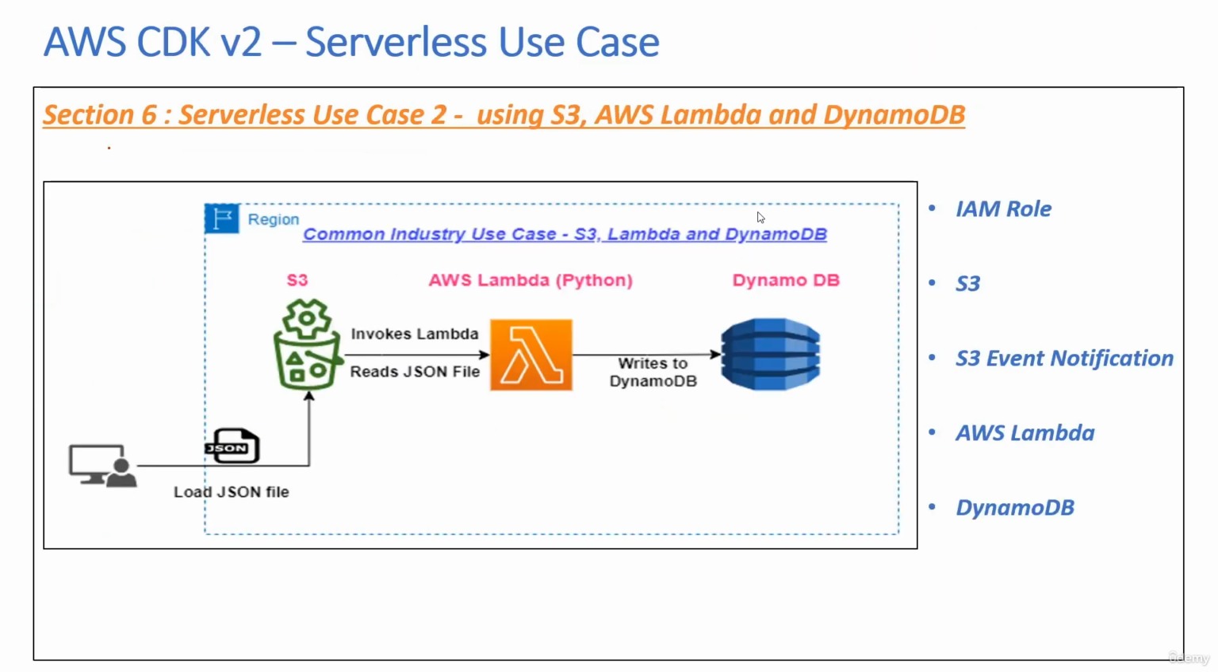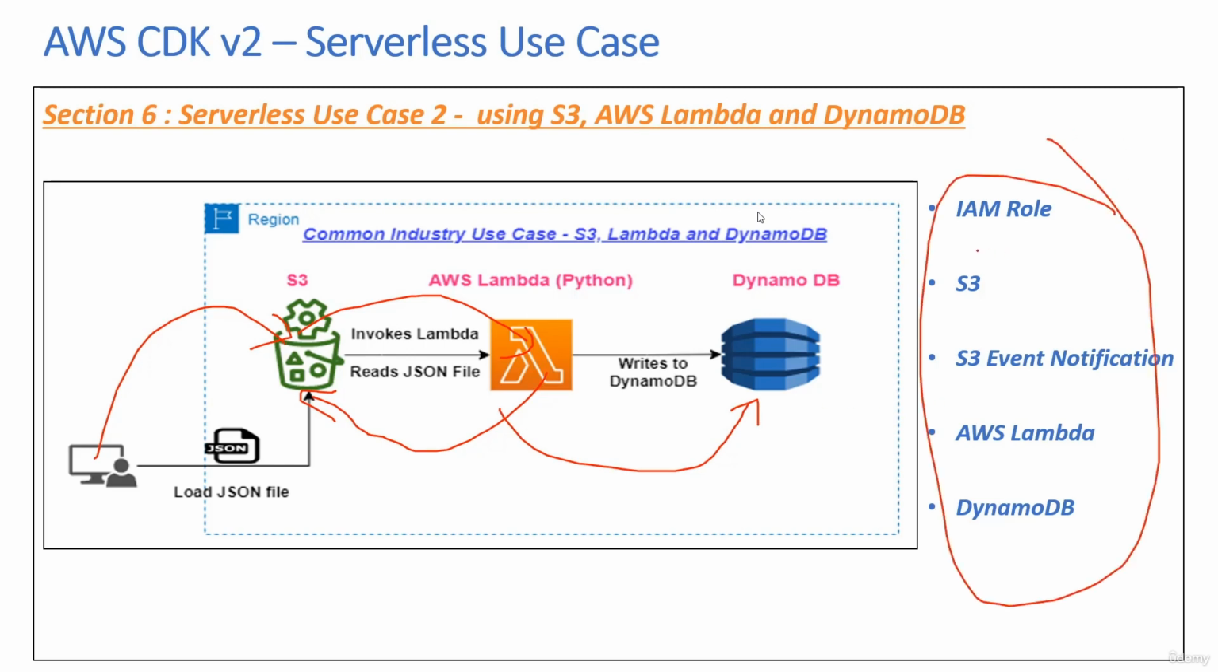In section 6, we're going to look at a common retail serverless use case too, using S3, AWS Lambda, and DynamoDB. A user is going to load the JSON file on S3 bucket, which will trigger an event notification and invoke the Lambda function. This Lambda function is then going to read the contents of this JSON file and load it into the DynamoDB. So we're going to create this entire use case using the AWS CDK.